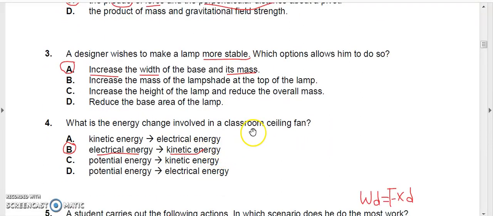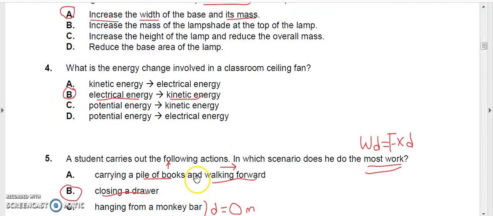Question 4, classroom ceiling fan, what is the energy change? It all starts with electrical energy to kinetic, because you can see the fan is actually moving.